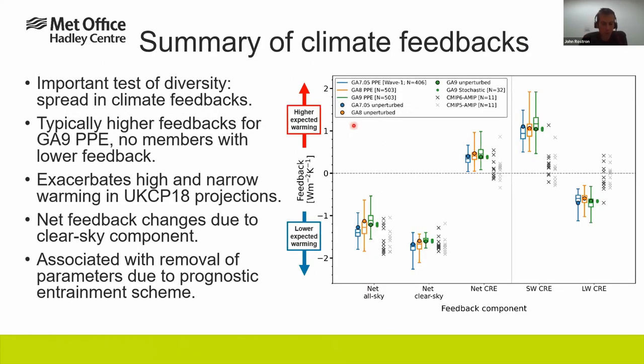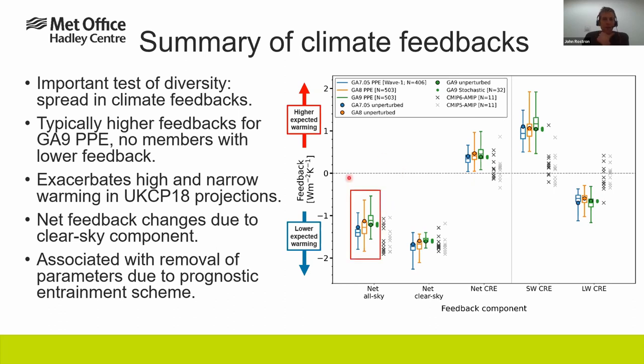So one important test of the diversity in our PPEs is the spread of climate feedbacks, which we diagnose with the Aim at Future experiments. So these are an important predictor of the future warming that we'd expect to see in the coupled models. So this plot on the right is showing a summary of these feedbacks across the three PPEs, and the various components. There's quite a lot going on here.